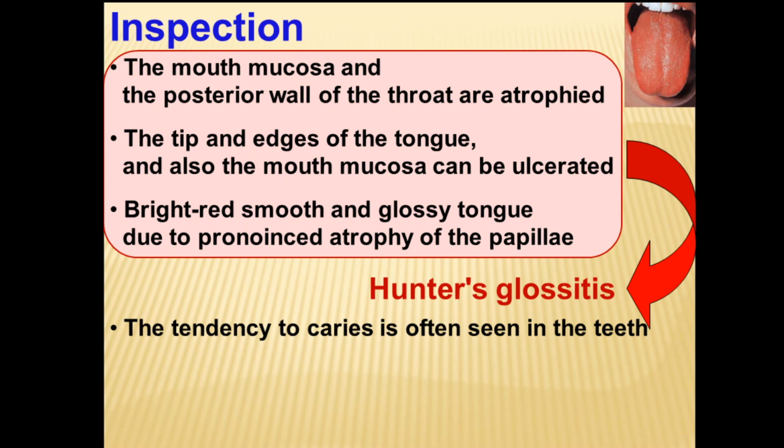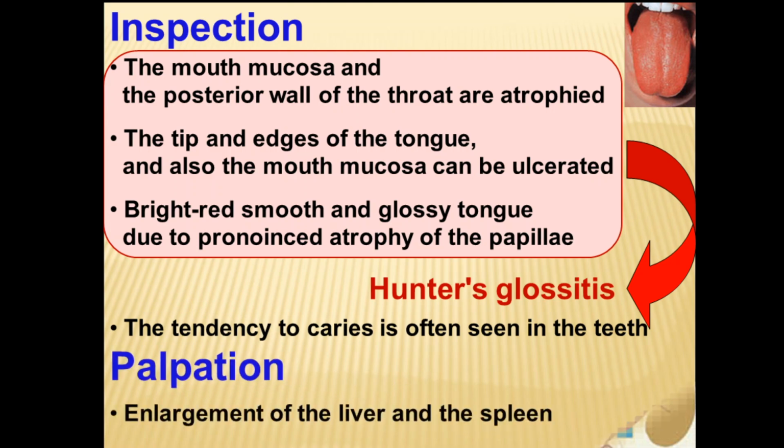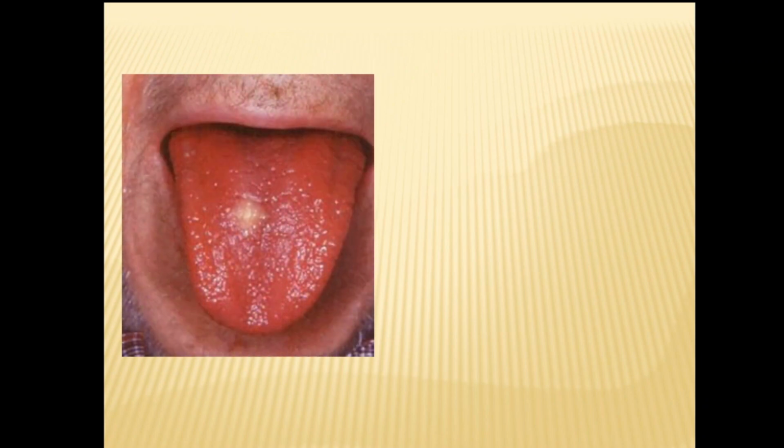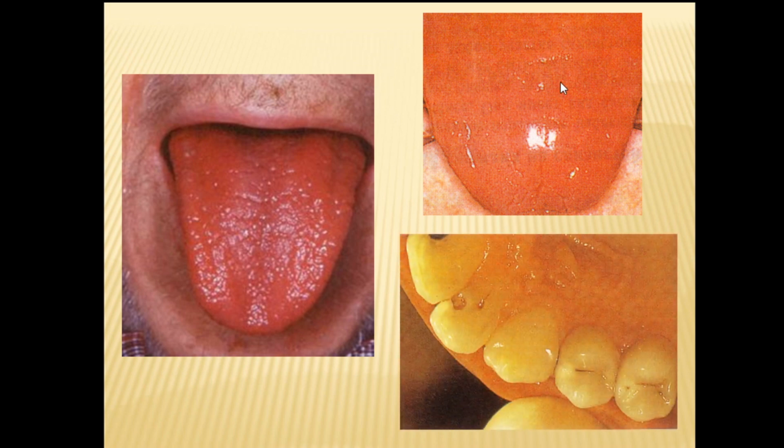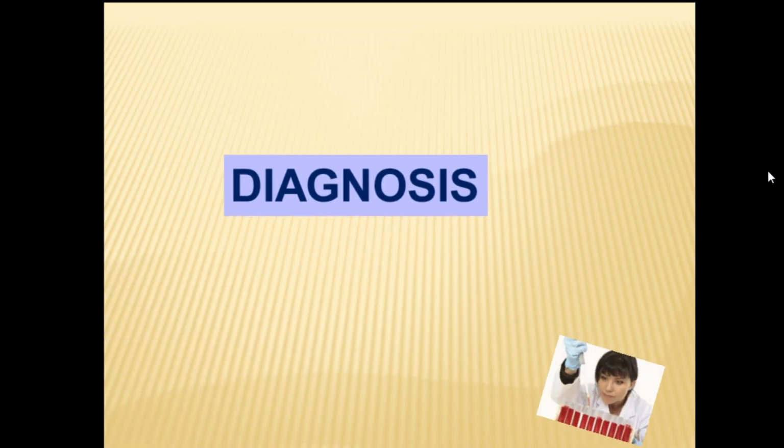Patient feels tendency to caries, but not as significant as with iron deficiency anemia. On palpation, we can reveal hepatosplenic syndrome, enlargement of the liver and spleen due to hemolytic anemia and hemolytic jaundice. You see a patient with atrophic glossitis, a bright red tongue with atrophic papillae, predilection to caries, but not as significant as for iron deficiency anemia.